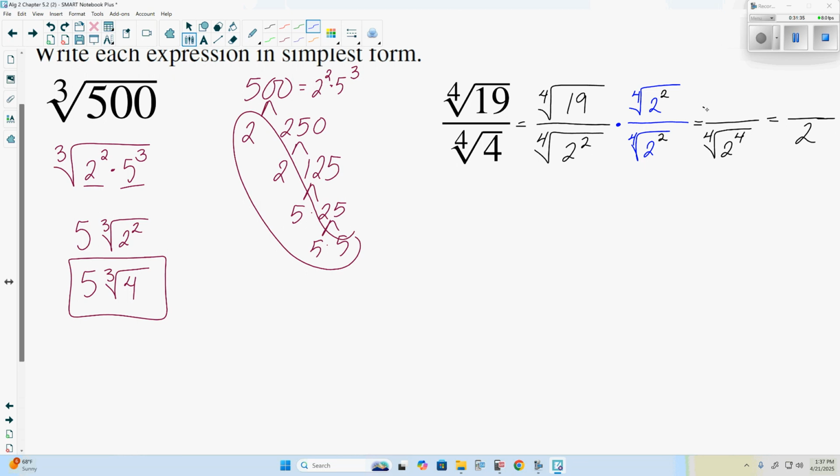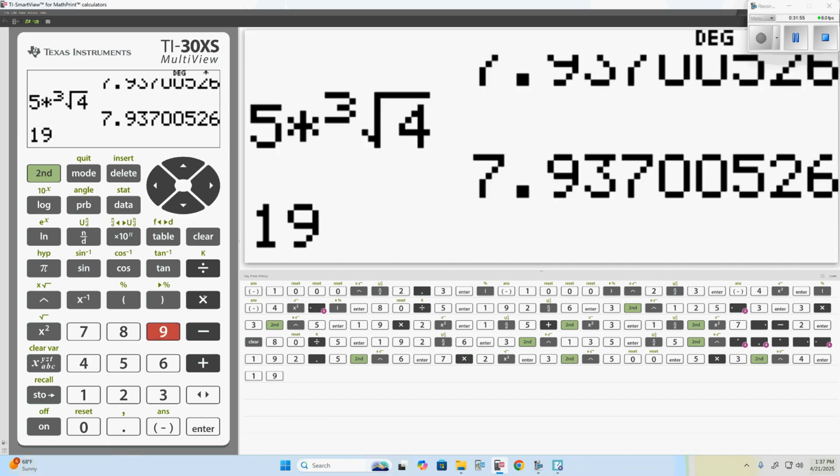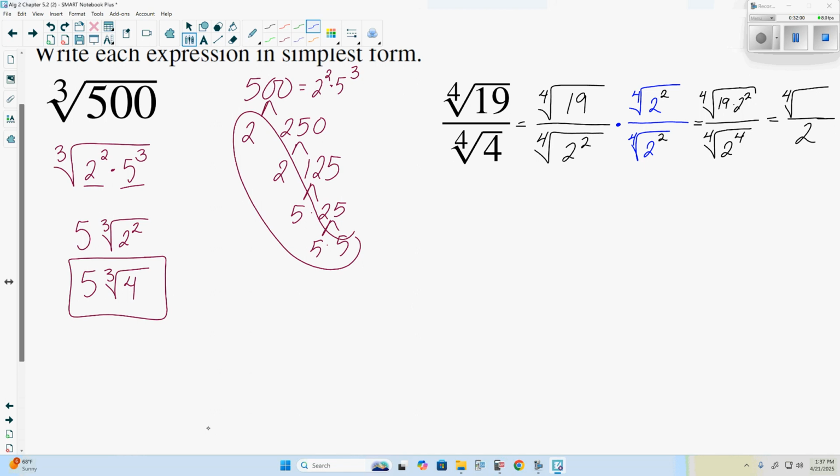On top, we have the 4th root of 19 times 2 to the second. Well, 19 is prime. We can't take a 4th root of it unless we have 4 of them. We only have 1. And 2 squared won't reduce, so we're looking at 19 times 2 squared, or 19 times 4. Which would be the 4th root of 76 over 2.